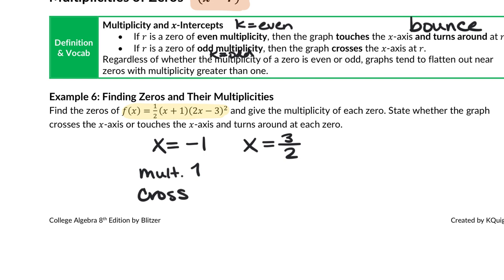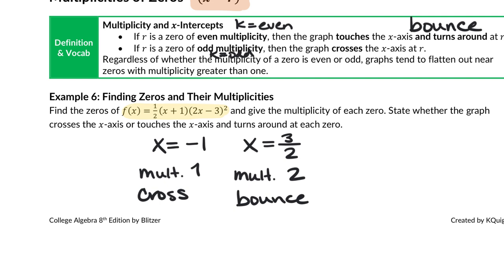How many times is the factor 2x minus 3 repeated? Twice, because it has a power of 2 on the outside. You see this right here? So its multiplicity is 2. Since 2 is an even number, it's going to touch and turn. I'm going to call it a bounce. Your book calls it a touch and turn. I just can't help myself. Bounce is less words. So it will bounce off the x-axis at that particular value.